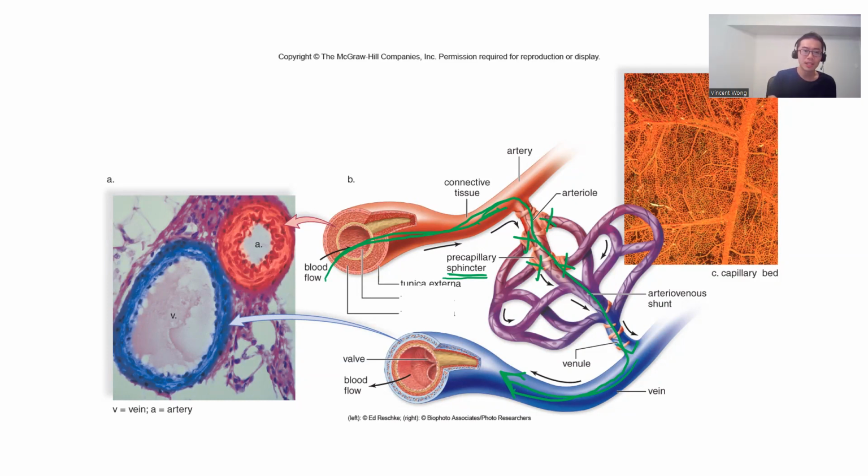Okay, so this is an interesting picture of artery and vein. Can you give me some description as to how they are different? Like arteries and veins, side-by-side comparison. What do you notice?